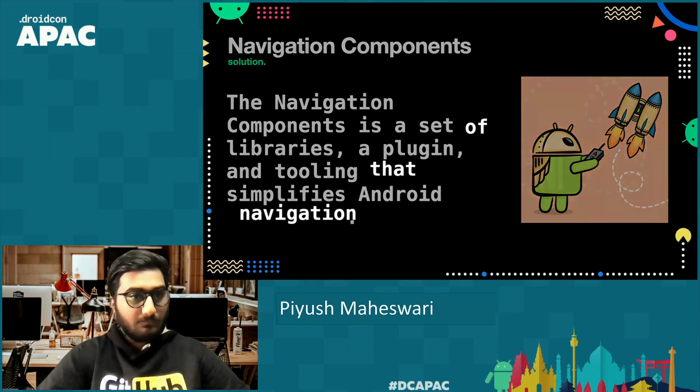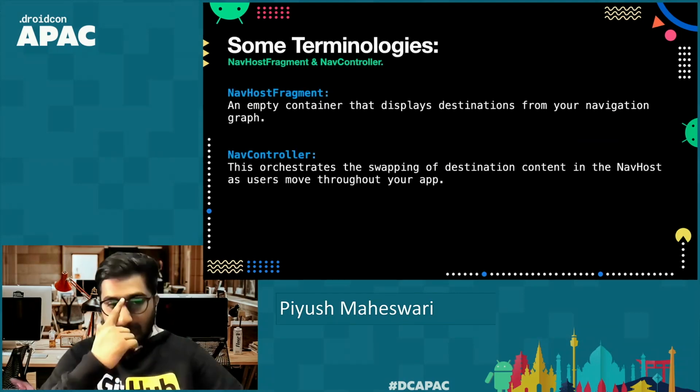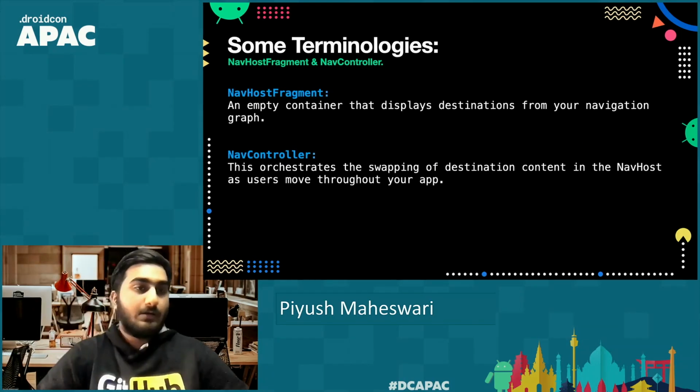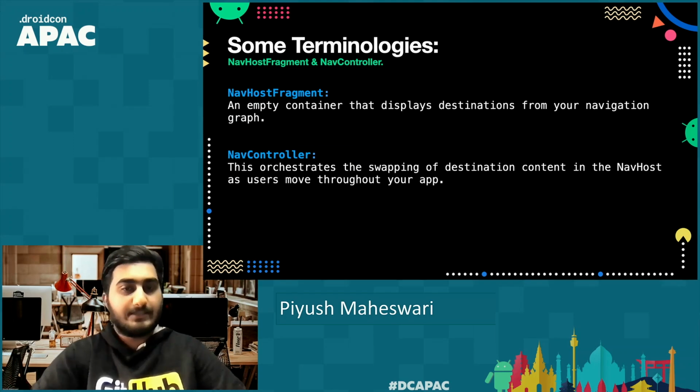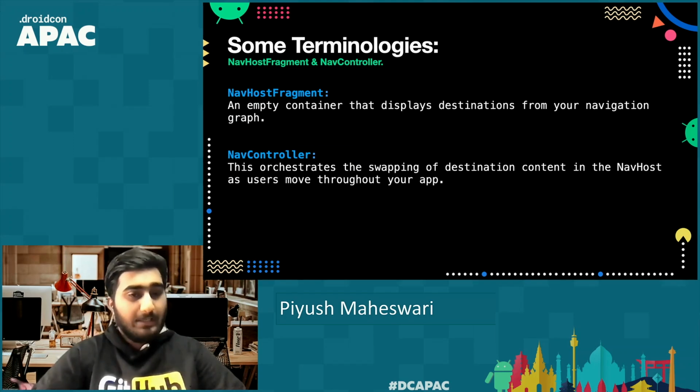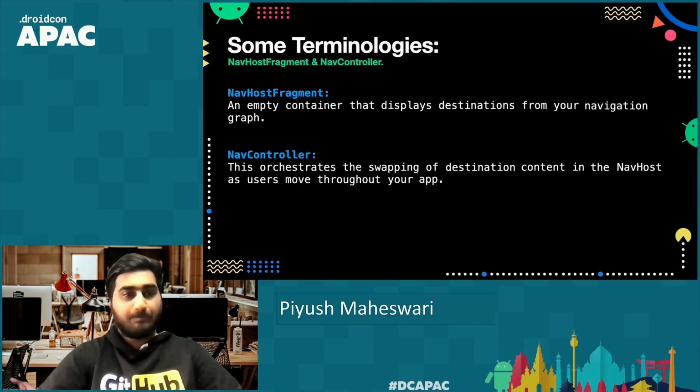So there are some terminologies that are involved. One is the navhost fragment, which is an empty container that displays destinations from your navigation graph. It's basically an area within your layout for self-contained navigation to occur. Next, we have nav controller. This orchestrates the swapping of destination content in the nav host as users move through the app. Each nav host has one nav controller. We'll look into these when I show an example.